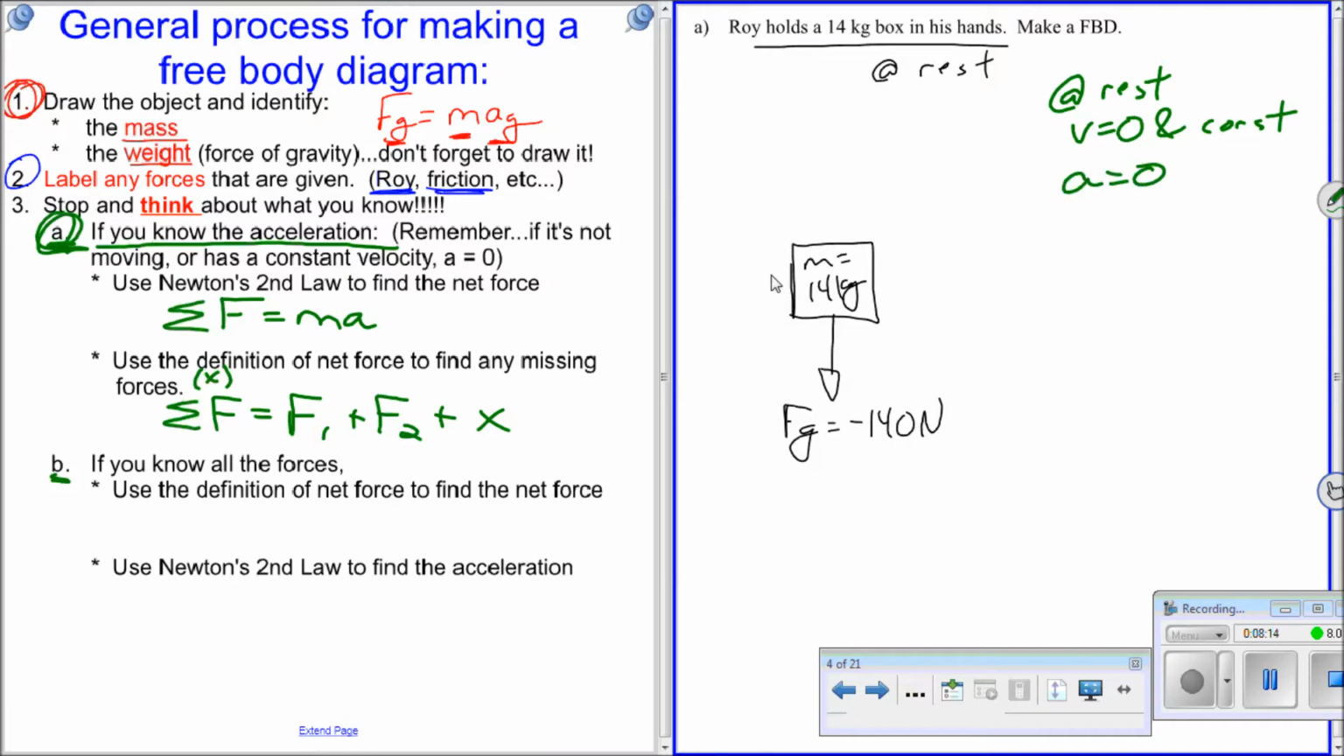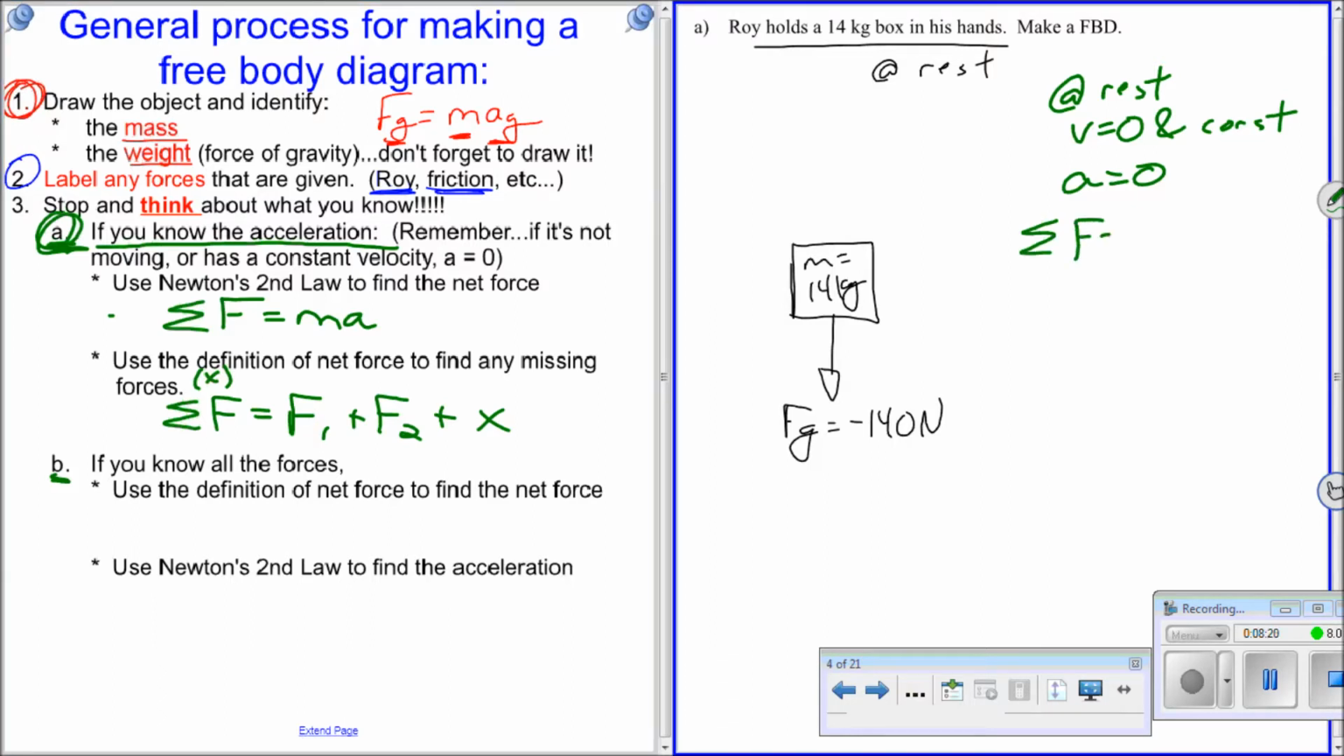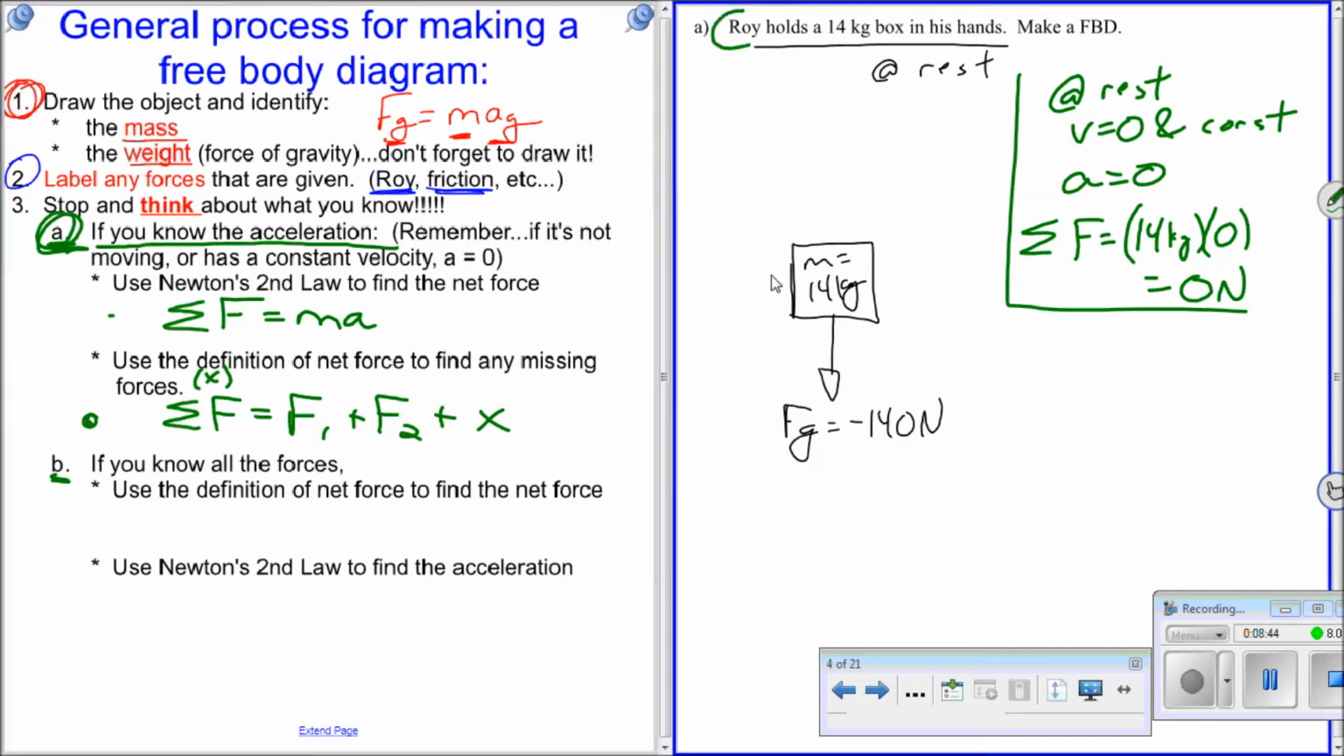So now I can do this. I can use Newton's second law to find the net force, right? Net force is mass times acceleration. So my mass is 14, my acceleration is 0. So I can write it out. So you get a net force of 0 newtons. We also knew that because of Newton's first law, right? So now that we've done that, now I can do this. I can use the definition of net force to find any missing forces. Well, what force are we missing? Well, we're missing Roy's force, right?